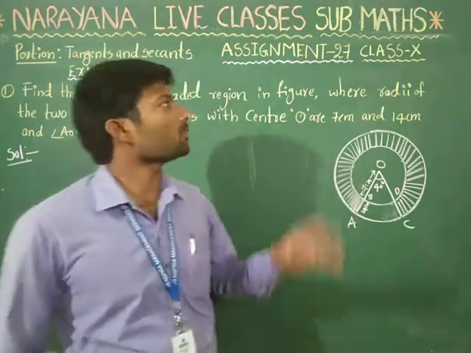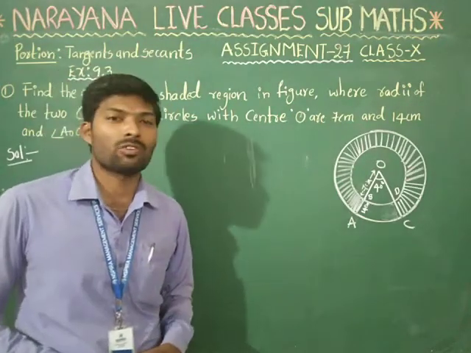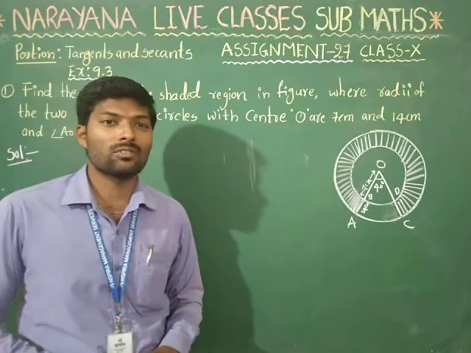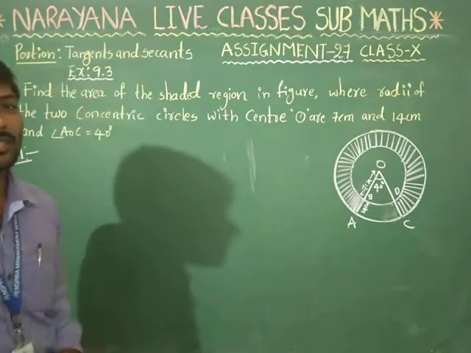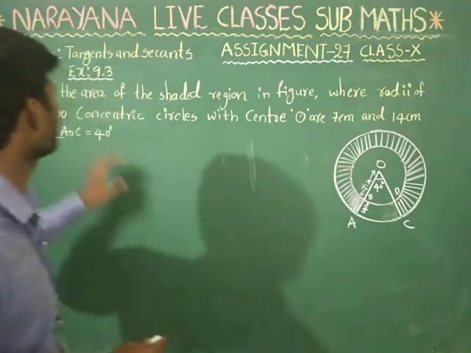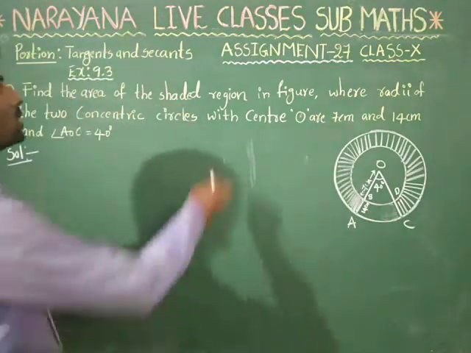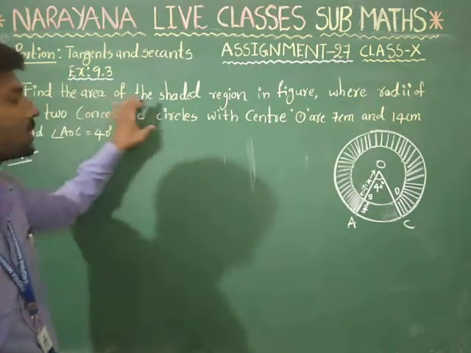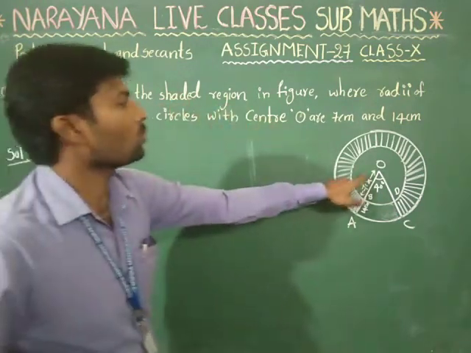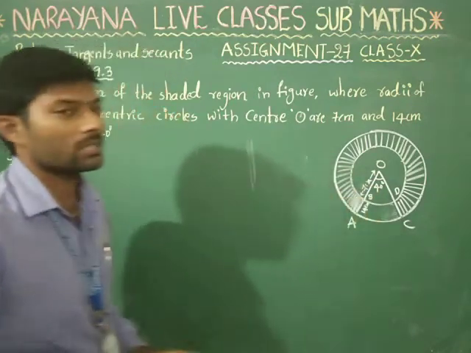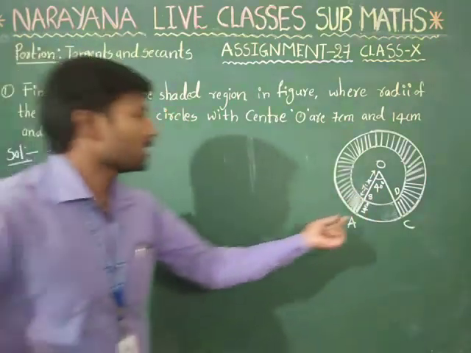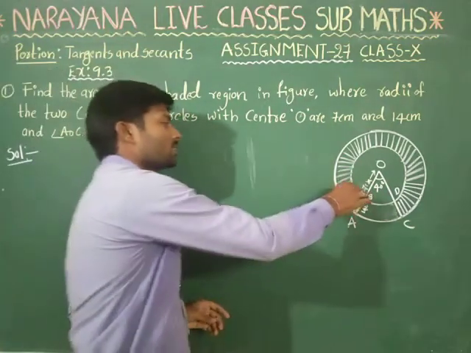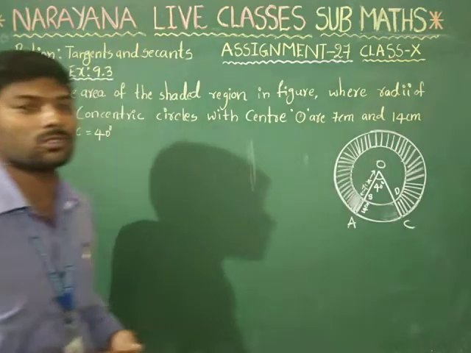Today I am going to explain assignment number 27 from 10th class. The topic is secants and tangents to a circle, which is from exercise 9.3. So let us see the first assignment question: find the area of the shaded region in the figure, where the radii of the two concentric circles with center O are 7 cm and 14 cm, and angle AOC is given as 40 degrees. Now we need to find the area of this shaded region. So let's go for this.